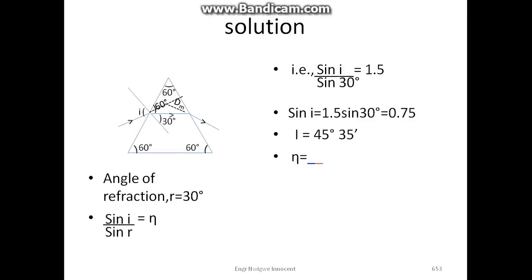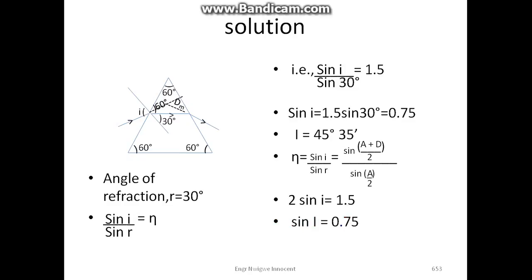Then the refractive index n is equal to sine i over sine r, which is equal to sine in bracket (A plus D) all over 2, over sine A over 2. Therefore, sine i is equal to 0.75. i is equal to 48 degrees 35 minutes.